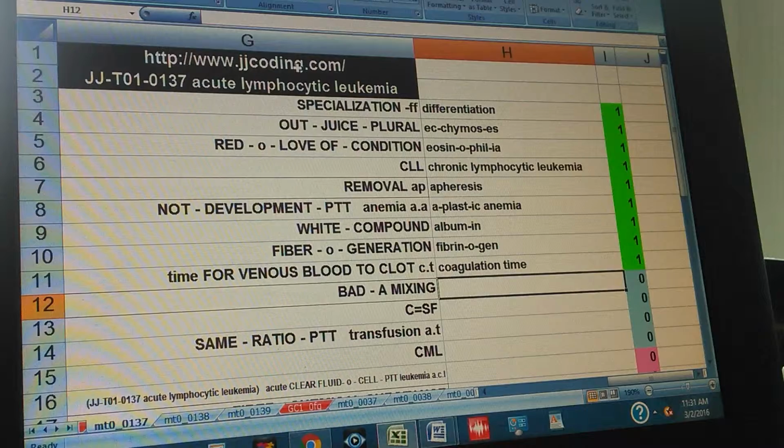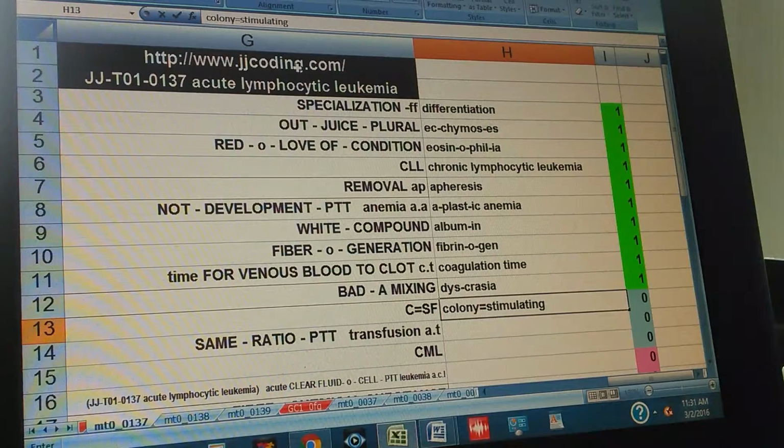Okay. Bad mixing. Dyscrasia. Okay. See, now the double hyphen means that you actually have to write this when you're writing in real life. So C double hyphen SF, and it's an acronym too, right? Colony stimulating factor.